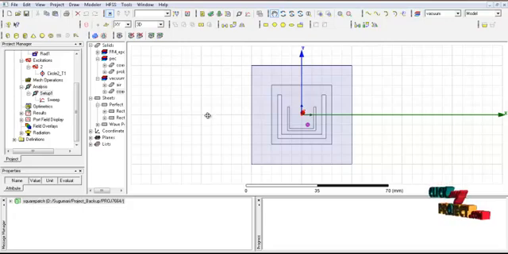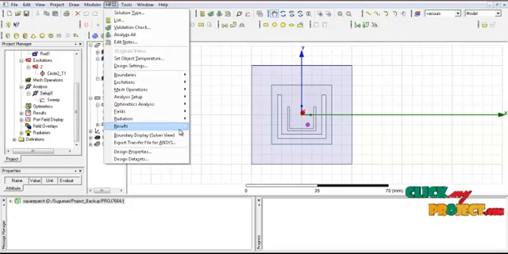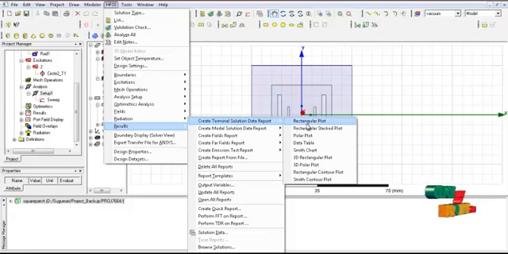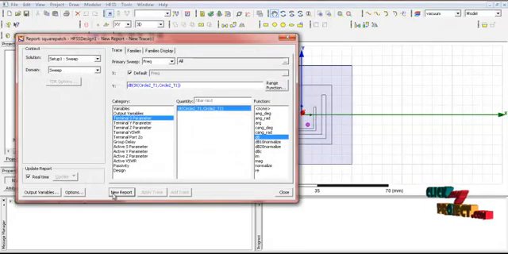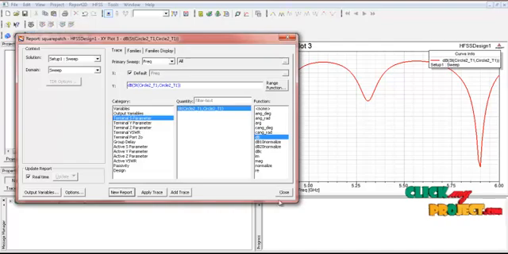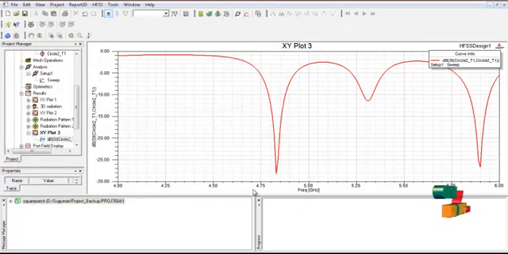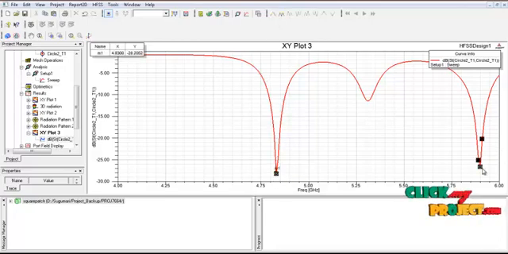Next, to calculate the results, in HFSS go to Results and create a terminal solution data report, rectangular plot. Here we selected the return loss of the process. This is the return loss at minus 10 dB. So we calculate the return loss of the process. Here we are achieving the dual band pattern of the antenna.